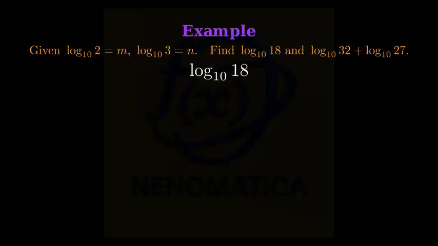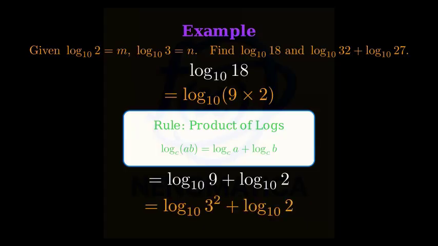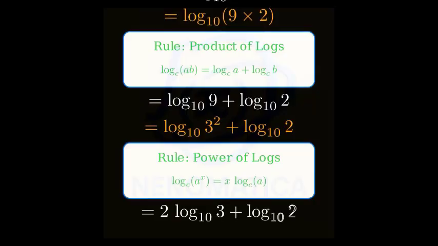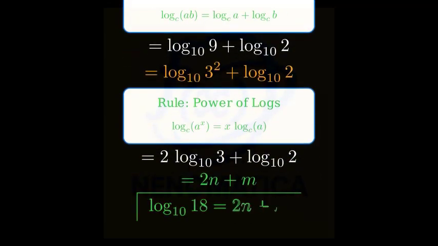Step 1. Write the expression. Step 2. Factor the argument as 9 times 2. Step 3. Apply the product rule for logarithms. The log of a product is the sum of the logs. Step 4. Write 9 as 3 squared. Step 5. Apply the power rule, bring the exponent out front. Step 6. Substitute the given values for m and n to finish. Therefore, log base 10 of 18 equals 2n plus m.